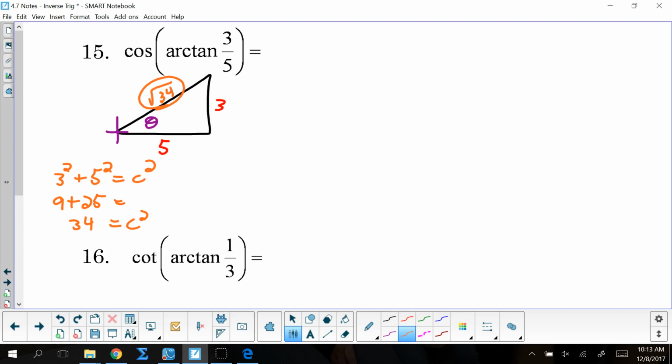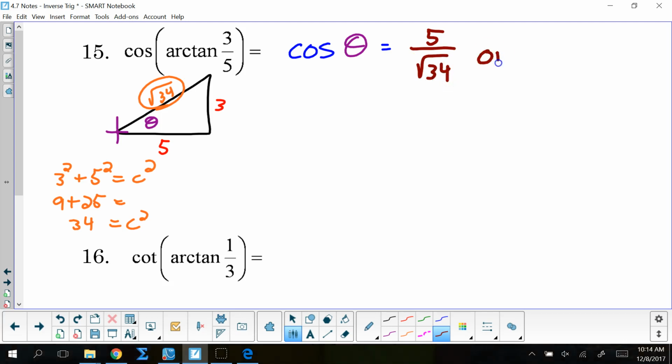So this is telling me that I want to find the cosine of theta, which is my adjacent side, 5 over the square root of 34, or I could rationalize that denominator and make it look like that. Okay.